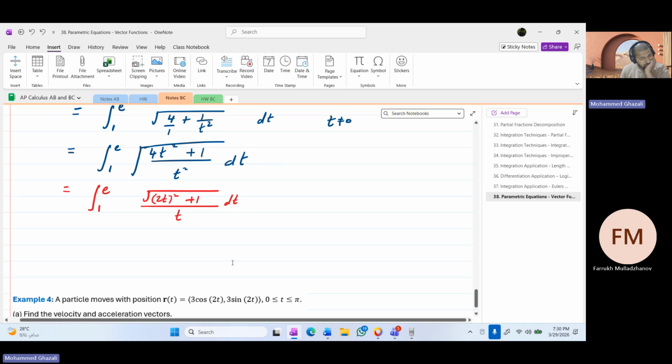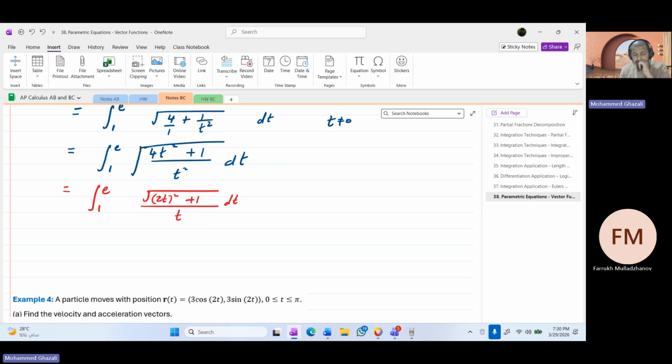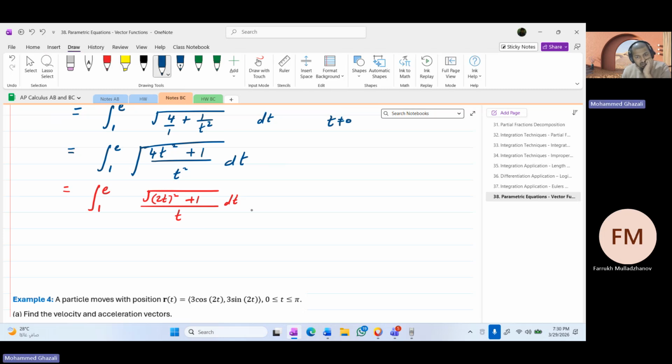Now watch. Why did I put it in this form? Because it's one of your square root forms, isn't it? So you say let u equal to 2t. So du is equal to 2 dt. If t is 1, then u is 2, and the upper limit is 2e. I changed the boundaries. What is dt? du over 2.